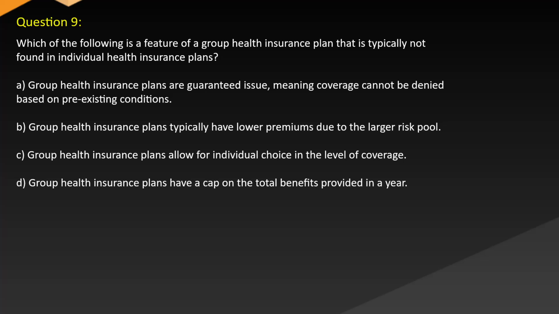Question 9. Which of the following is a feature of a group health insurance plan that is typically not found in individual health insurance plans? A. Group health insurance plans are guaranteed issue, meaning coverage cannot be denied based on pre-existing conditions. B. Group health insurance plans typically have low premiums due to the larger risk pool. C. Group health insurance plans allow for individual choice in the level of coverage. D. Group health insurance plans have a cap on the total benefits provided in a year.